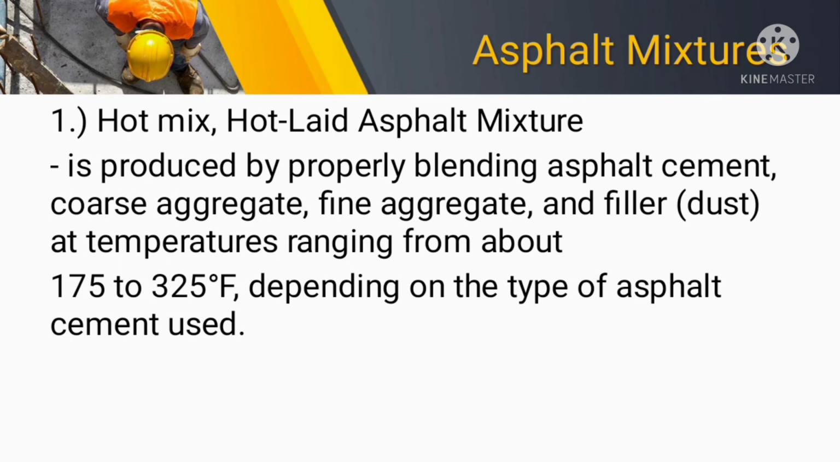There are three asphalt mixtures. Number 1 is the hot mix hot laid asphalt mixture. It is produced by properly blending asphalt cement, crushed aggregate, fine aggregate, and filler or dust at temperatures ranging from about 175 to 325 degrees Fahrenheit, depending on the type of asphalt cement used.